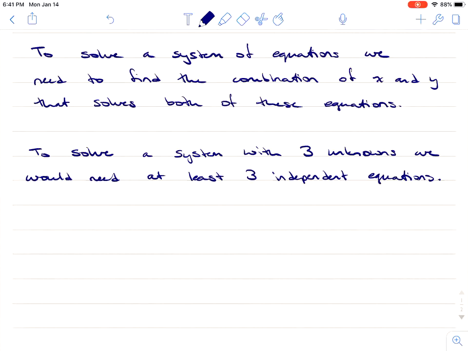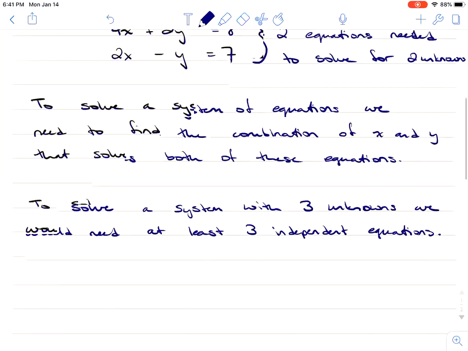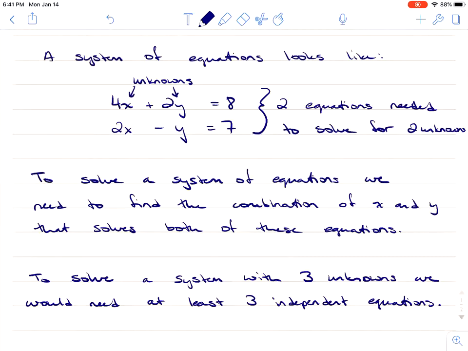So you might recognize the equation of a line, right? y equals mx plus b or something like it. A line has two unknowns, an x and a y. Both of these equations that we have here make straight lines, so we'll only deal with straight line equations.